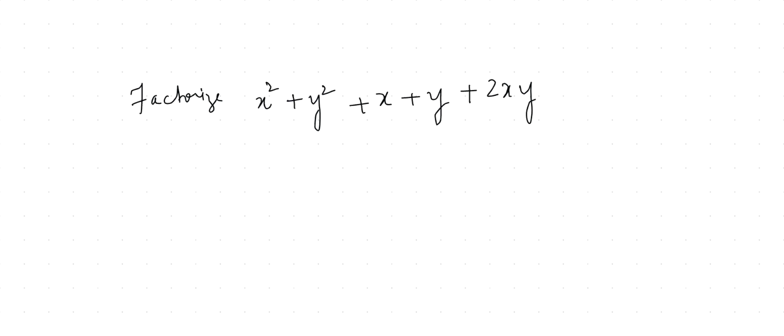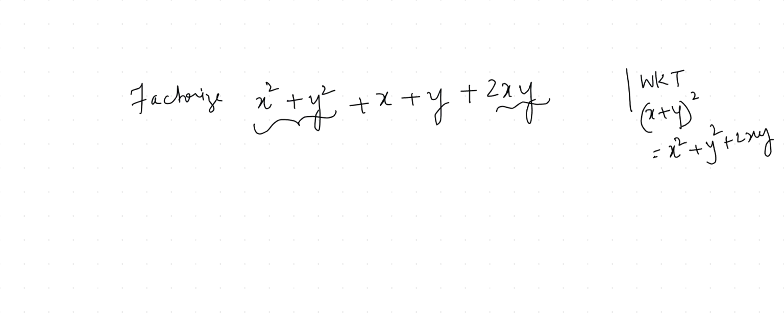There are 5 terms, isn't it? So it might seem like grouping or I have to split the middle term or something because of the odd number of terms. But if we observe carefully, I told you we have to look for identities within the problem. So if I take x square plus y square and 2xy, what do I get? We know that x plus y the whole square is x square plus y square plus 2xy. Just that this identity is separated out. It is disintegrated. We have to look at it as a whole.